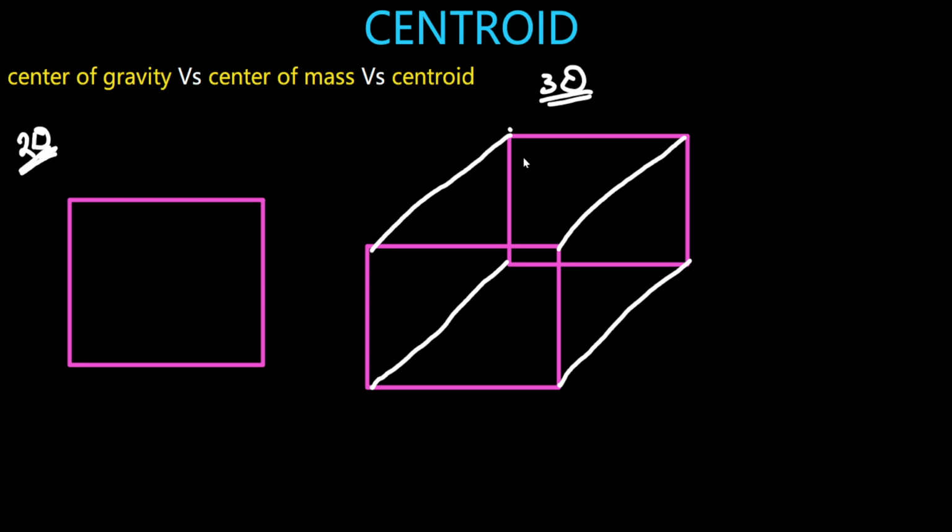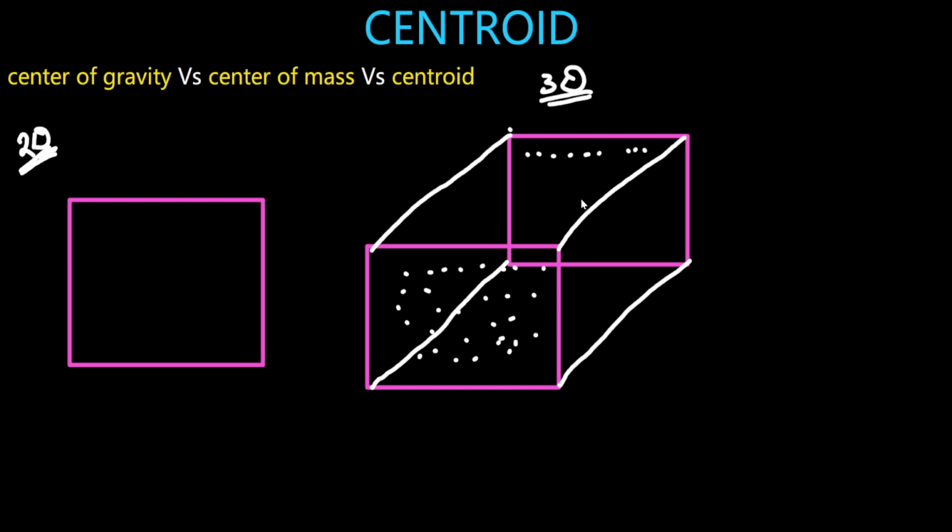In this, there are several particles contained in this object. Okay, there are a number of particles everywhere. What will happen? Every particle has some mass. Each and every particle has some mass. Suppose m1, m2, m3, like there are an infinite number of masses.